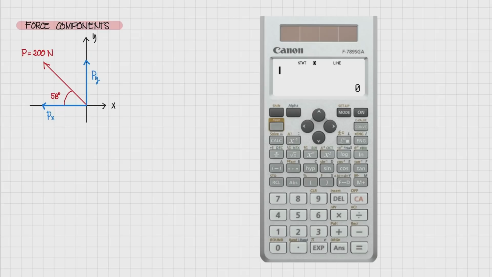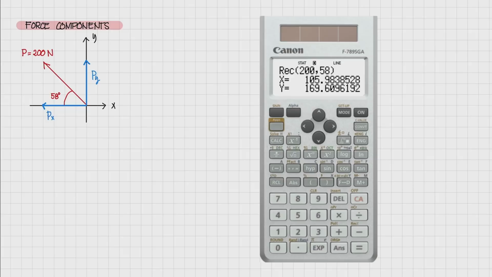And there you go. Okay, next example, force components for that. So we're going to compute for the components of force P, which is 200 newtons. So again, we're going to use our calculator techniques in solving this. So we're going to solve for Py and Px. So again, yung calculo is under stat mode. And then since I'm looking for the components, we're going to use rec and then type in our coordinates. So our r is 200 and our theta is 58 degrees. So click equals and there you go.